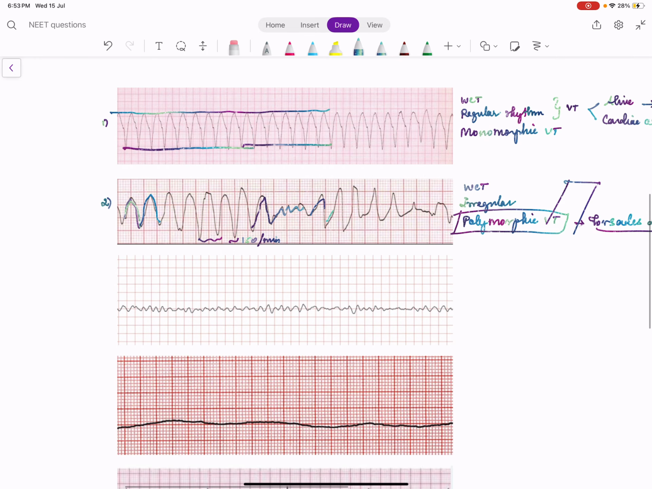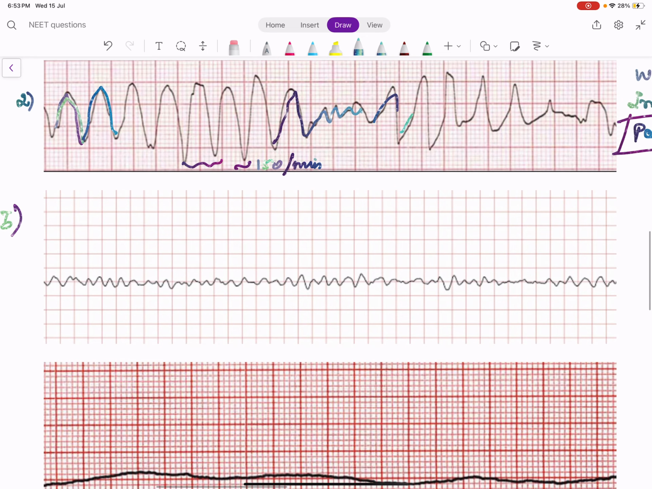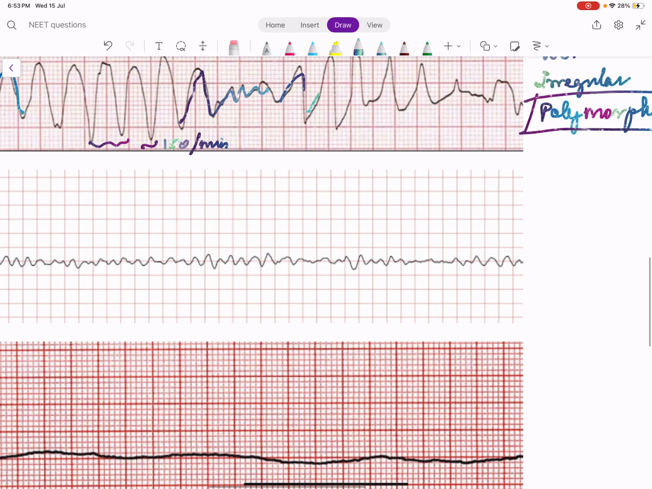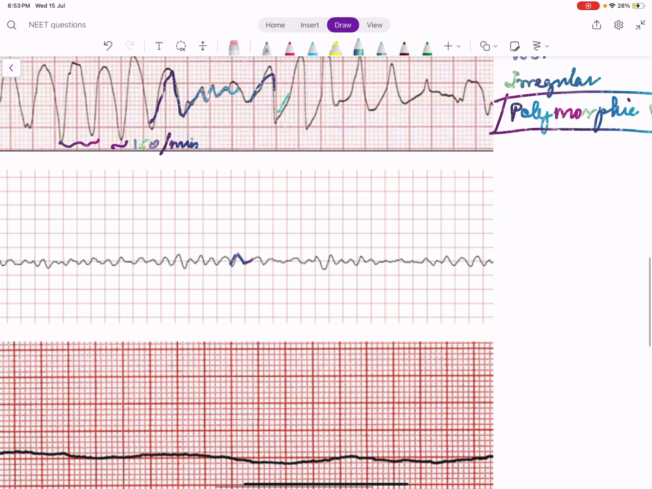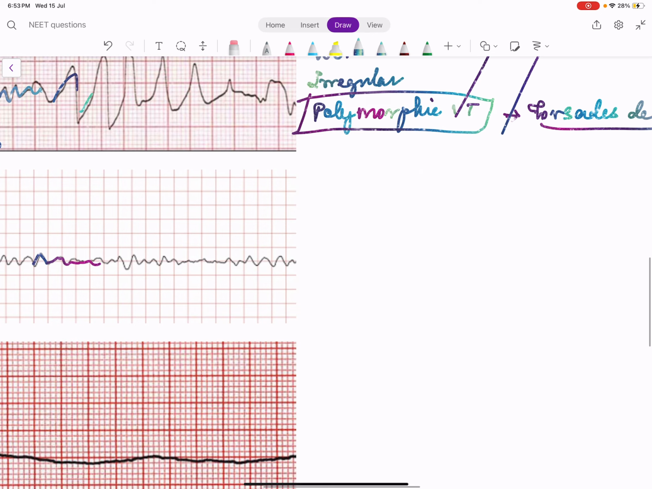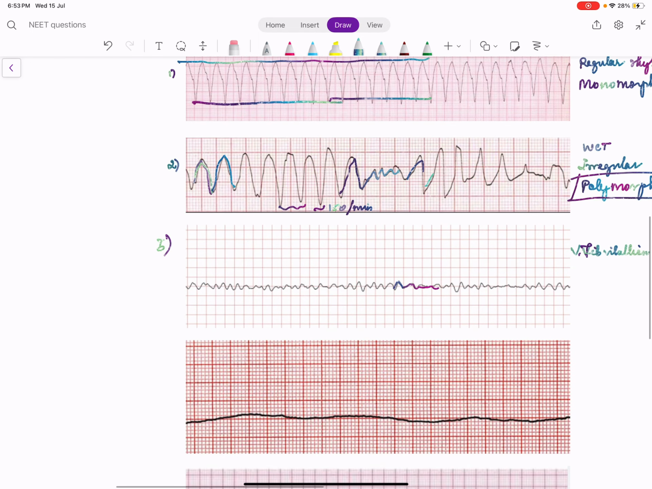Okay. Now what is this ECG? We can see a few wide complexes. We cannot see any definite wave, but this is very, very irregular. Anything which is irregular is called fibrillation. But in atrial fibrillation, we can make out P waves and we can make out QRS complexes. But here we are not even able to make out QRS complexes. So this is ventricular fibrillation.